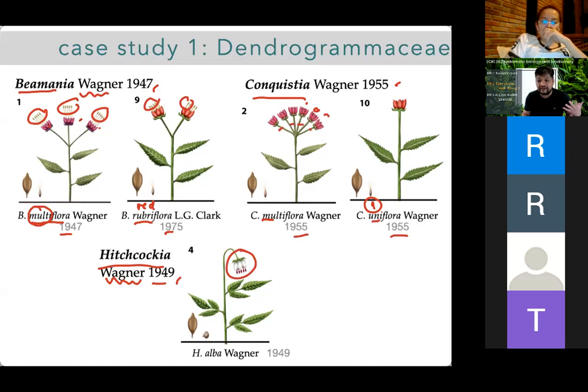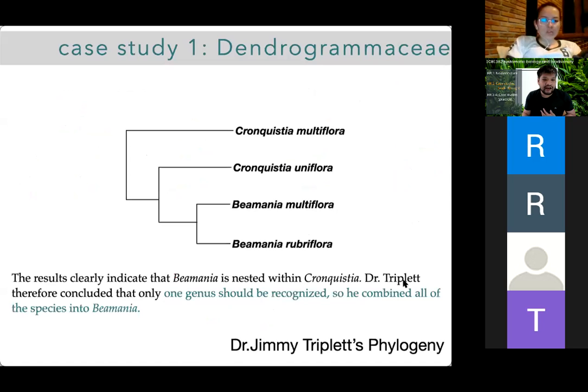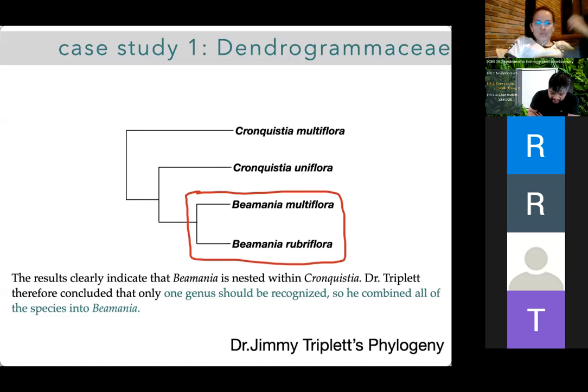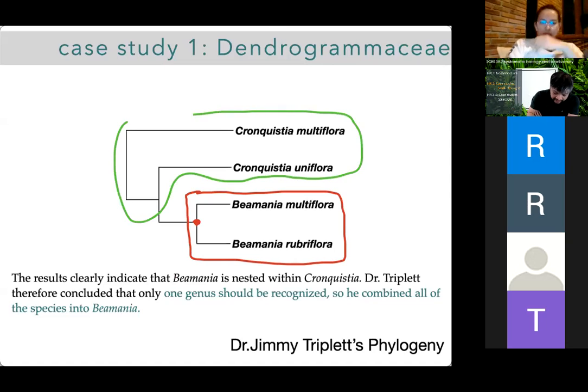So this is based on morphology only, purely morphology. Then this guy Jimmy Triplett, a PhD student, did the phylogeny of this group just like what we did. He sampled chloroplasts, and we found that Bimania is a pretty good genus, but the problem again is that Conquistia is paraphyletic. That's not good. Bimania can be its own thing, no problem, but what are you going to do with Conquistia? You can go crazy.